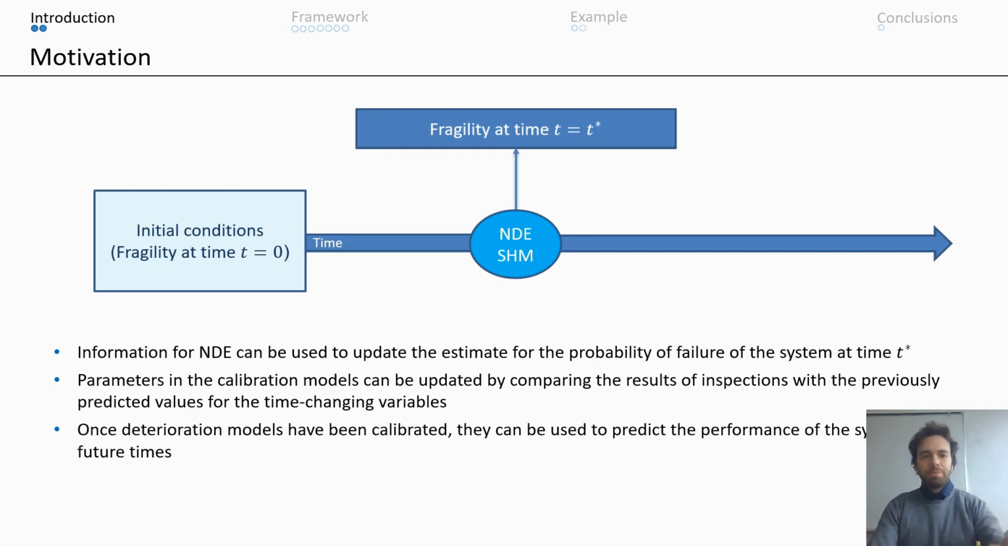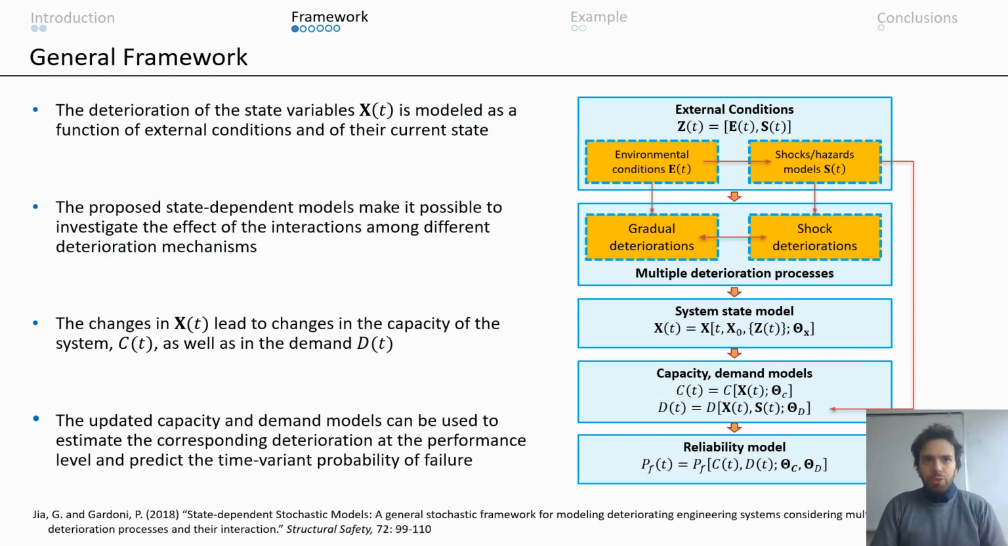In order to take all these aspects into account, we have developed a framework that allows us to obtain the time-varying reliability of the system starting from the external conditions that the system is subject to. The key aspect of this framework is that we look at the deterioration of the state variables, denoted by x_t, which represent important quantities of the system, such as geometric properties or material properties.